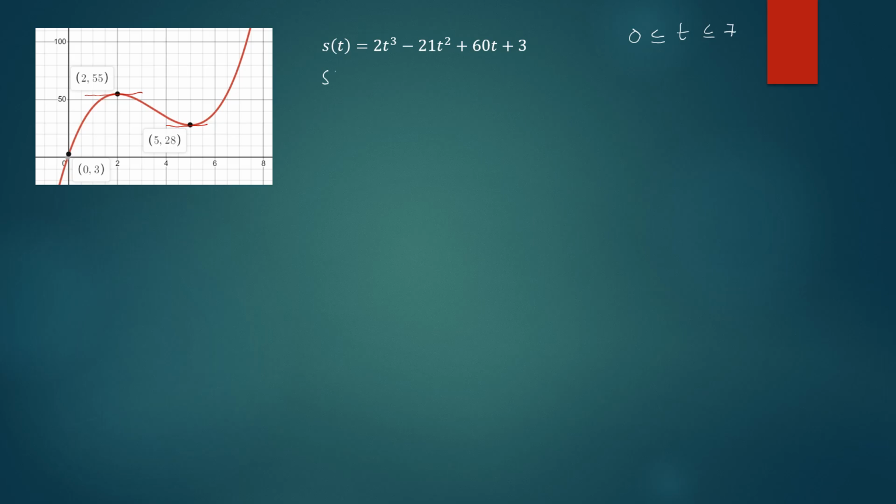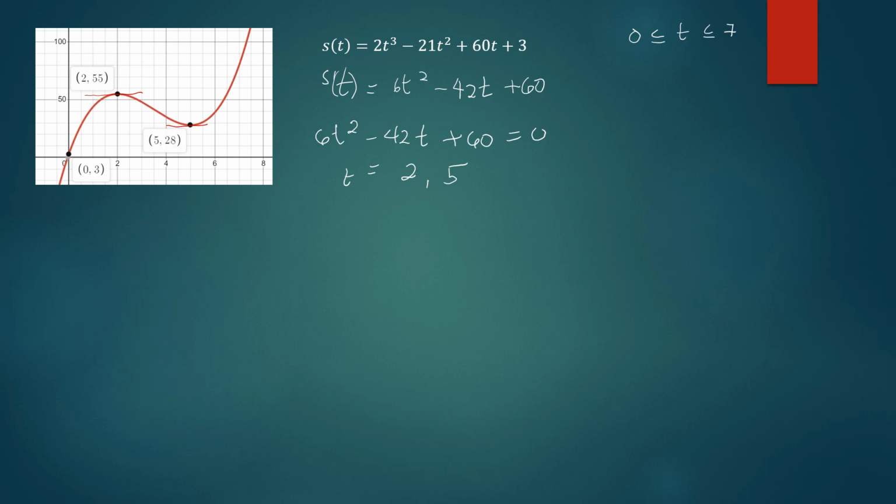s of t equals 6t squared minus 42t plus 60. And recall how we find the slope of the tangent line. So we equate it to 0. 6t squared minus 42t plus 60 equals 0. And this gives us two values of t, which are 2 and also 5.